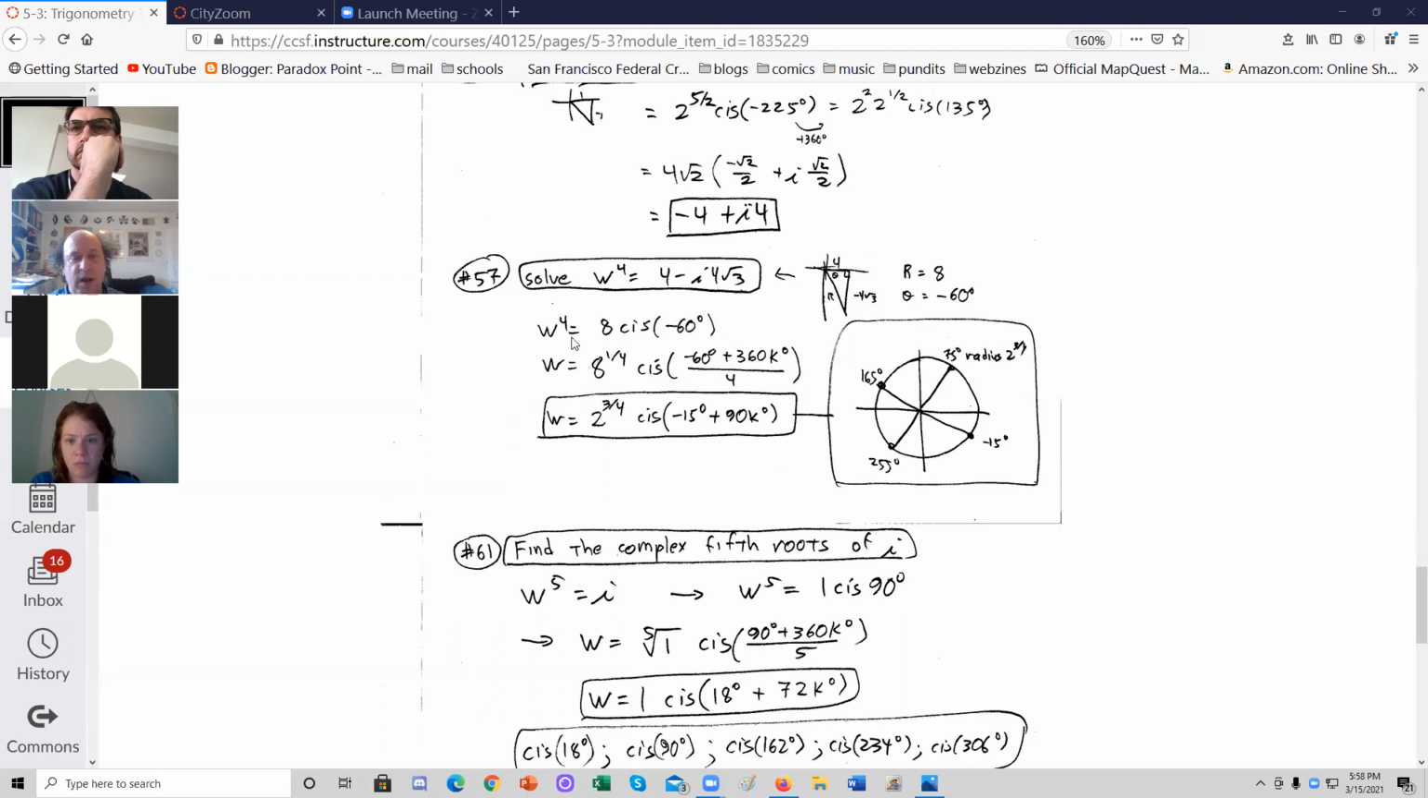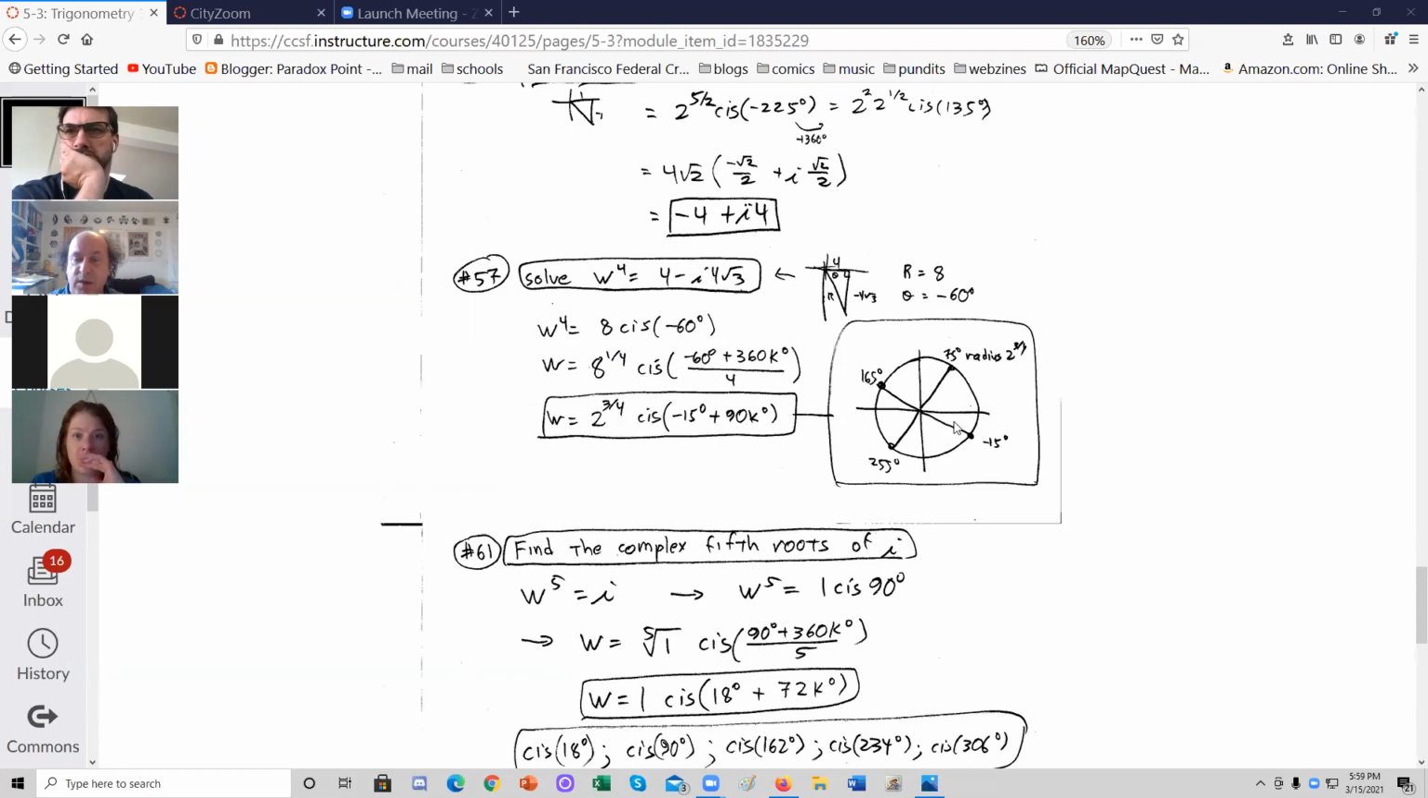All right, so w has to have the 4th root of the length, 4th root of 8. Cis of 1/4 of the whole way, negative 60 degrees, but also all those multiples of 360 degrees. So really, I should say cis of negative 60 plus 360k degrees. So we take 1/4 of that. And then this comes out to 8 to the 1/4. 8 is 2 cubed. This is 2 to the 3/4 cis of, this works out to, negative 15 degrees plus 90k degrees.